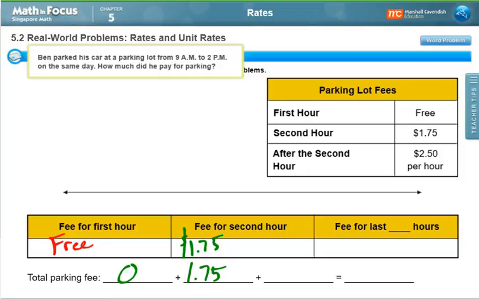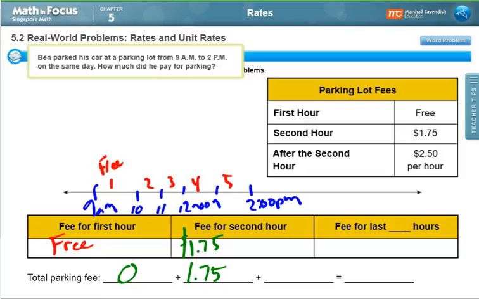And this number line is here to help us. There's 9 a.m. I don't know why, but time is always difficult to figure out how much has elapsed. So 9, that would be 10, 11, 12, noon. There's 1, and there's 2 o'clock p.m. So there's how many hours here that he's parked. There's 1 hour, 2 hours, 3, 4, 5 hours. This one was free. This one was $1.75.